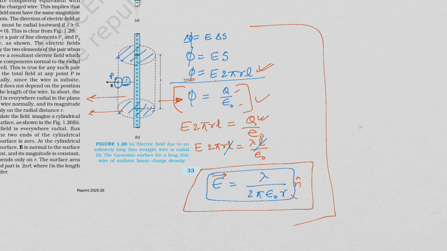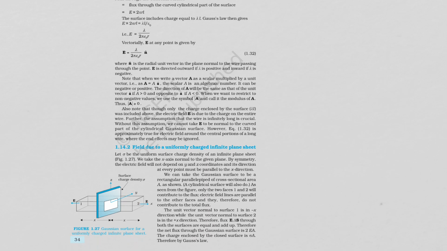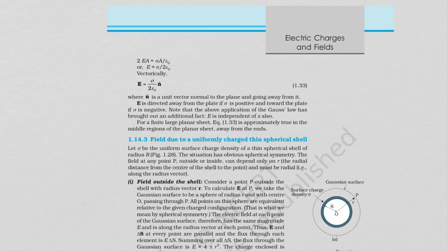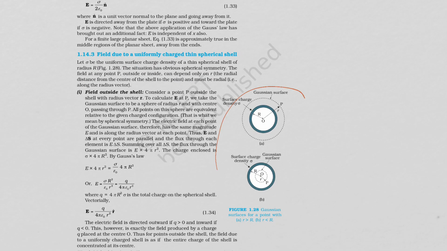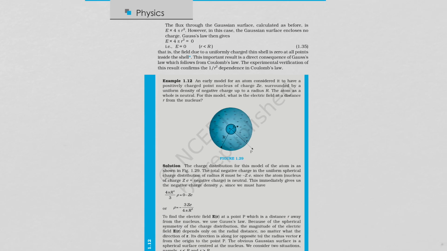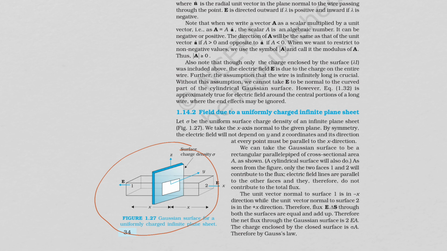And the same can be done for volume charge distribution and for area charge distribution. What you can see, this is for the area charge distribution, and this is for the volume charge distribution. Okay, so it makes it so easy to find the electric field using Gauss's law. Okay, it is a bit more about understanding the imagination, how the Gaussian surface is imagined.